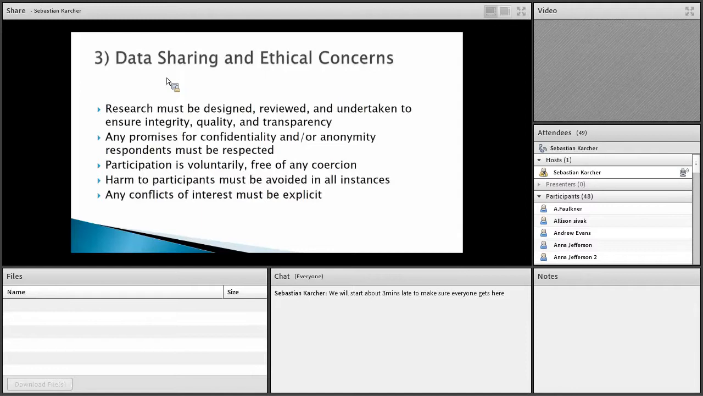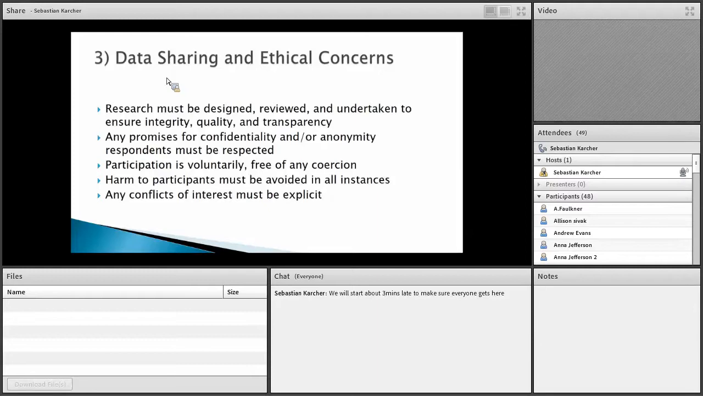Obviously, we're just telegraphing some of these points. We can have a whole other webinar just on ensuring active consent and well-informed consent. But the idea is that the research must be designed and undertaken to ensure integrity, quality, and transparency in the researchers' interaction with their participants. And these decisions that they've made regarding ethical obligations need to be documented, which then provides integrity, quality, and transparency of the data when they're shared ultimately with the broader research community.